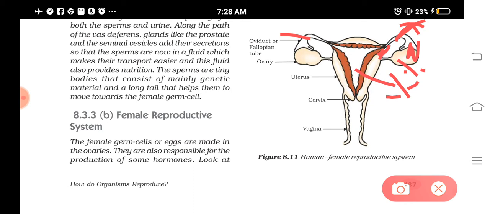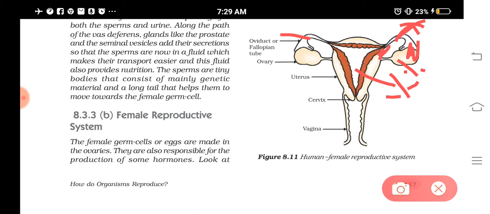So the development of the zygote is what? A single cell which is formed by the fusion of male and female gametes, isn't it? So after the fusion of male and female gametes, it will become a single cell known as zygote. The zygote will move down and get attached to the uterus, and in the uterus they will develop into a fully matured baby.